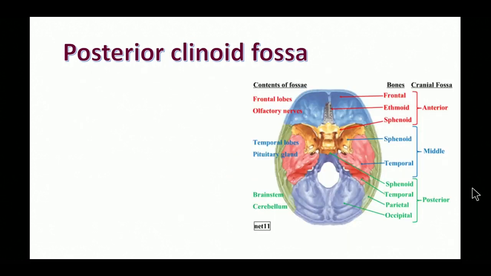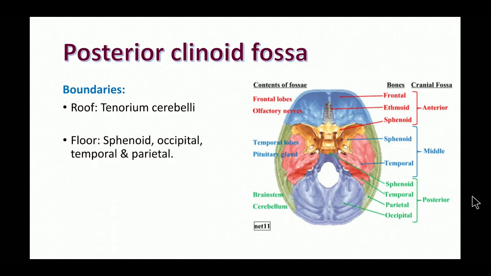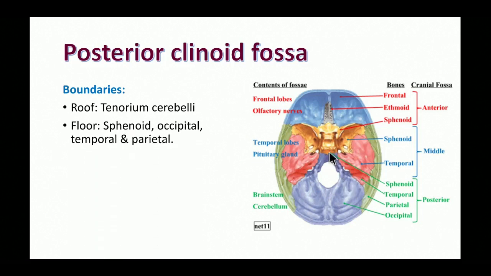So coming to the boundaries of the posterior clinoid fossa. Above I told you the tentorium cerebelli, and the floor is mainly formed by the sphenoid bone, then the basilar part of the occipital bone, the basi-occiput as it is called, and then the squamous part. A very large area is formed by the squamous part of the occipital bone.